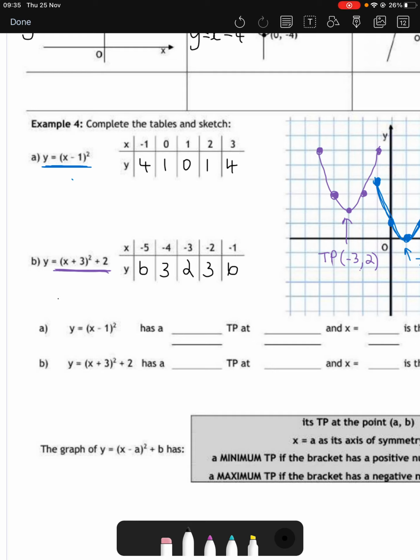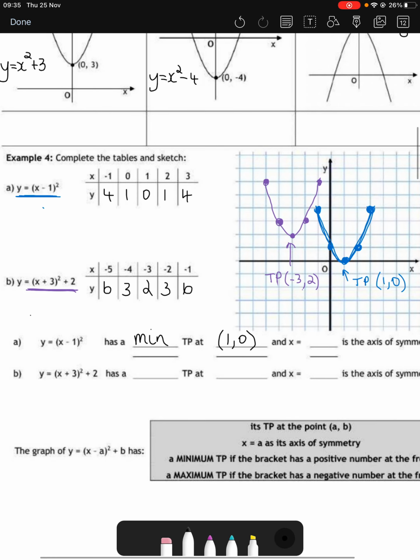Now, it's got a minimum turning point because it goes down to a minimum at, as we see from the graph, 1, 0. Both of these graphs also have a line of symmetry. So they're symmetrical. This one here, that would be its line of symmetry there. All those points are going through the turning point. So what we say is it's got an axis of symmetry of x equals 1. It matches the x coordinate of your turning point. So we just write x equals 1.